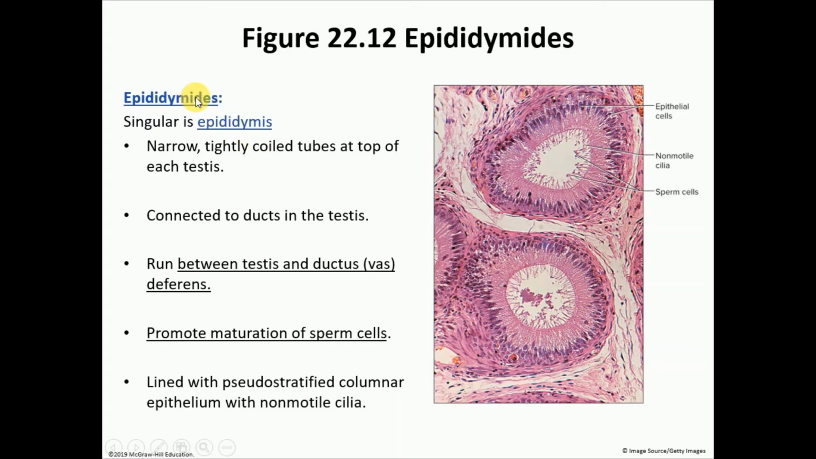The plural is epididymides, the singular is epididymis, so I usually use the singular form because it's a lot easier to pronounce. And it's basically a muscular tube that connects the testis to the vas deferens. In that tube, there's the maturation of the sperm cells, and that tube is lined with pseudostratified columnar epithelia. The cilia there are non-motile, so they're not going to push the sperms anywhere. The cilia are just there, but they are non-motile.